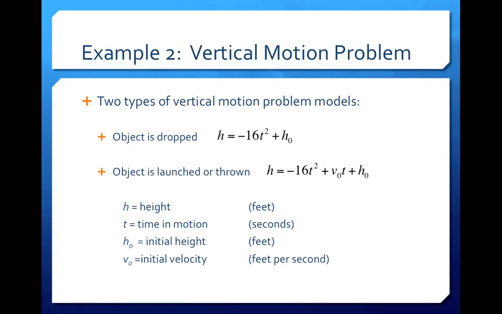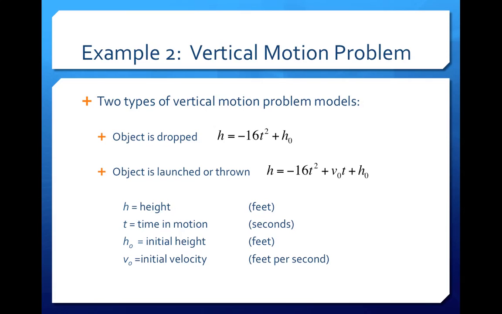All right. In our second example, we're looking at a very specific type of quadratic equation, but it's a very common type, and that is vertical motion. So there are two types of vertical motion problems and vertical motion models. One is if you are dropping an object, and one is if your object is launched or thrown. So if there's some kind of force behind the object when it leaves the hand, the gun, the cannon, whatever it is that's providing that force.